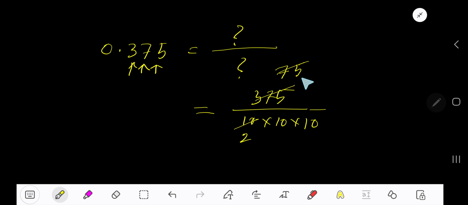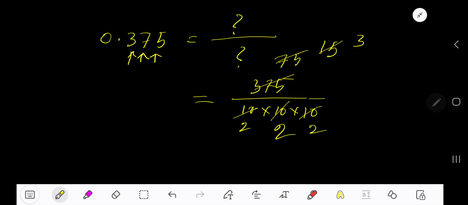Again, this is divisible by 5, this is divisible by 5. I will get 2 here, I will get 15. Again, this is divisible by 5, this is divisible by 5. I will get 3, I will get 2. Now, write 3 over 2 times 2, 4, 4 times 2, 8, 3 over 8.